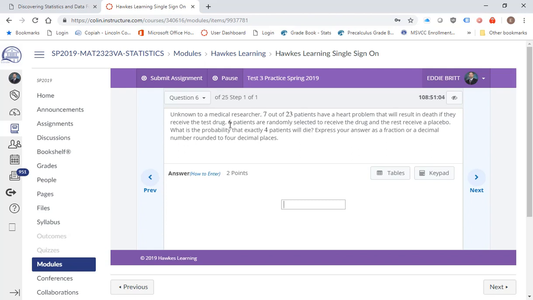All right. So the total number of patients is 23. 7 of those have a heart problem that will result in death if they take this drug. They choose 6. So the number of chosen, that's going to be the sample size. So that's little n. 23 is the big N. The number of successes, and I wouldn't consider it a success that someone died, but the number of successes here for our variable k is 7. And then exactly 4 patients will die, x equals 4.